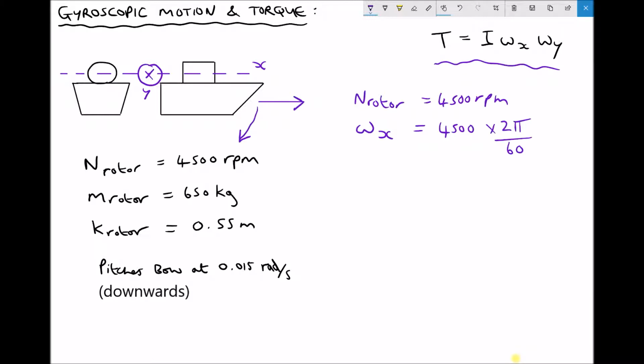We've seen that conversion factor previously. So our angular rotation then, with the x-axis as the axis of rotation, equals 471.24.